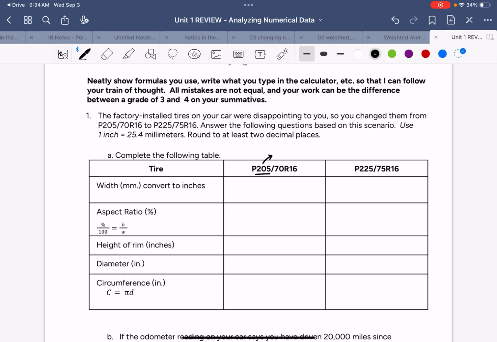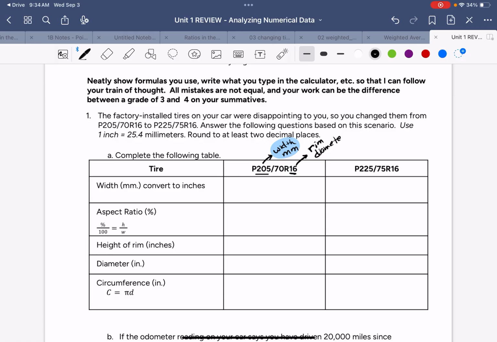Okay, so we have the tire problem, and if we recall, the first set of numbers, P, just says passenger tire. The next one tells us the width of the tire, but we have to remember that that's in millimeters, and that's super important because we're going to have to change it to inches because this last digit, 16, is the height of the wheel, or the wheel diameter, and that's the metal, the rim. Maybe that's a better word for it. The rim diameter.